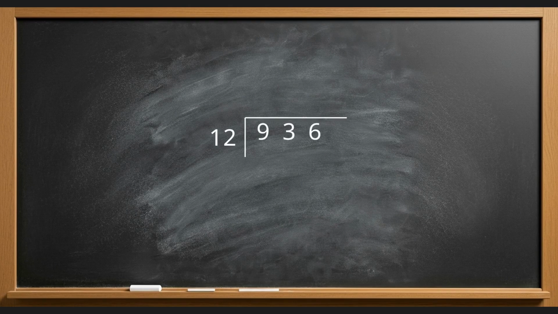Now remember that scary problem from the short? 936 divided by 12. Let's smash it using our bus stop method. 12 into 9 doesn't go. So we look at 93 together. 12 goes into 93 7 times. 7 times 12 is 84. Write 7 above. Now subtract.